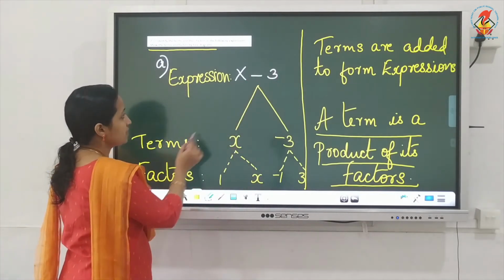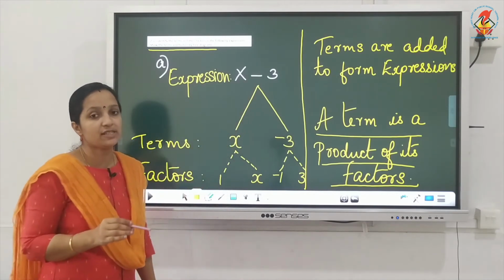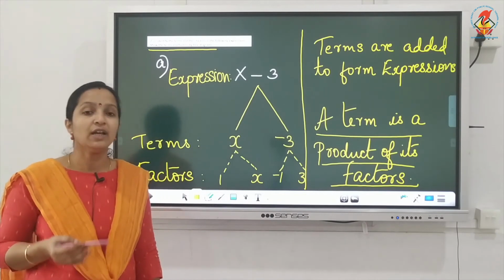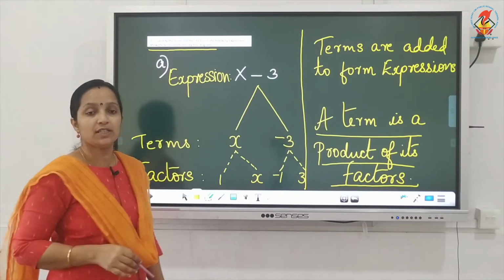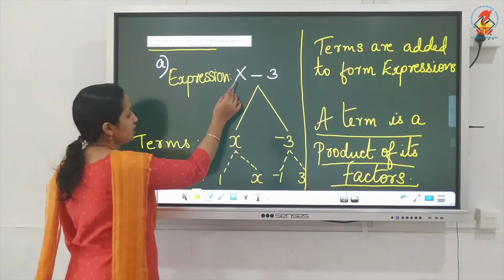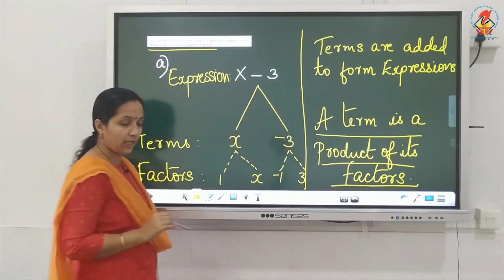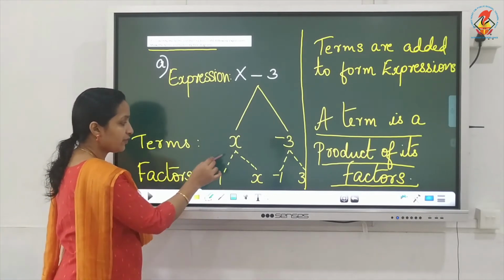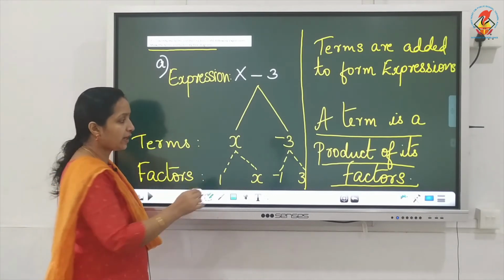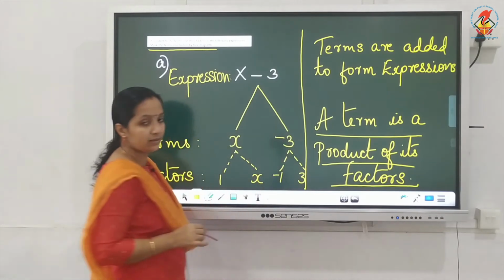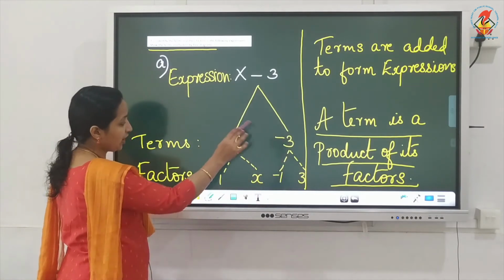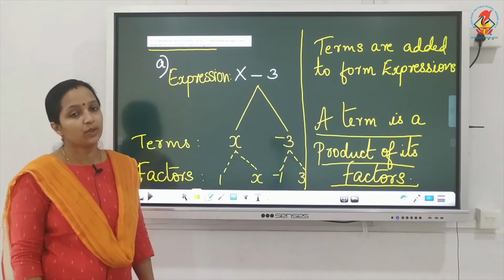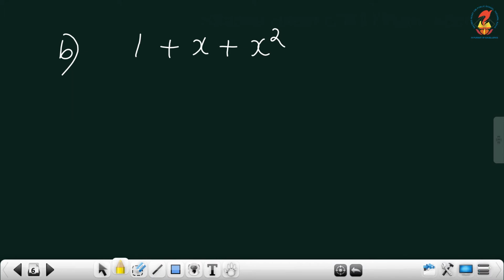Okay. Now, which are the terms? We also know that addition sign and subtraction sign is dividing or separating the expressions into different terms. So, we can say there are two terms in this particular expression: the first term x and the second term negative 3. And we also know that a term is a product of its factors. So, which are the factors of x? 1 and x. And which are the factors of negative 3? Negative 1 and 3. This is a factor tree. When you are representing factors, try to use dotted line. Okay children. Now move to the next question.